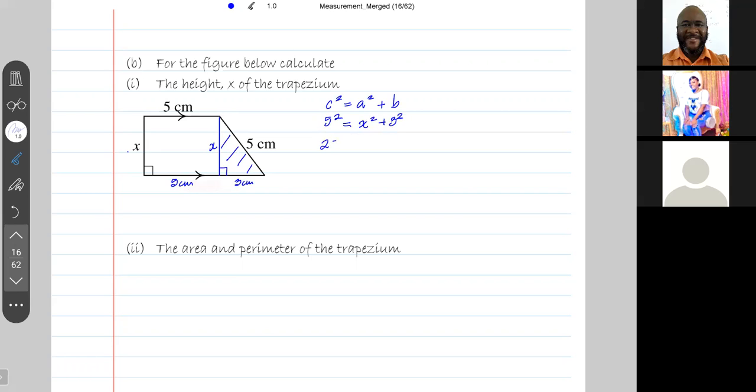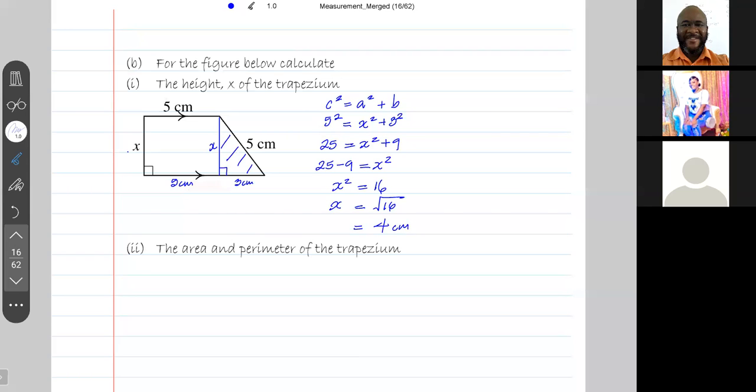25 is equal to X squared plus 9. 25 minus 9 is equal to X squared. X squared is equal to 16. The opposite of square is square root. This is square root of 16. X, the height of the trapezium, is 4 centimeters. So that's what I would do.